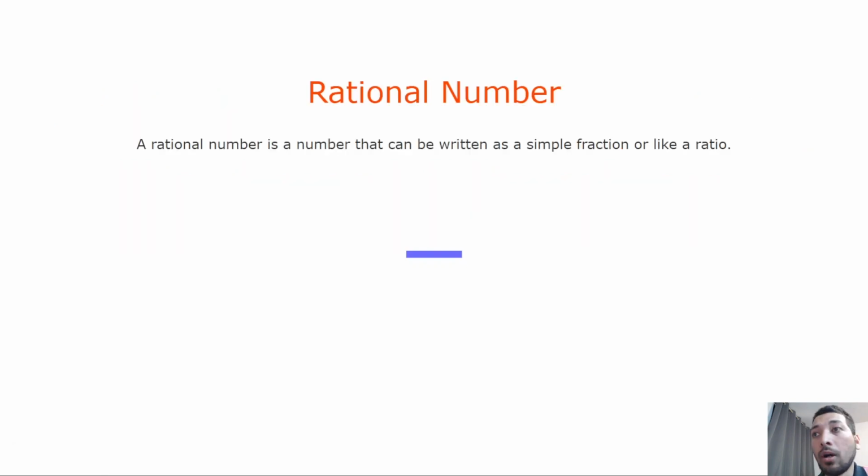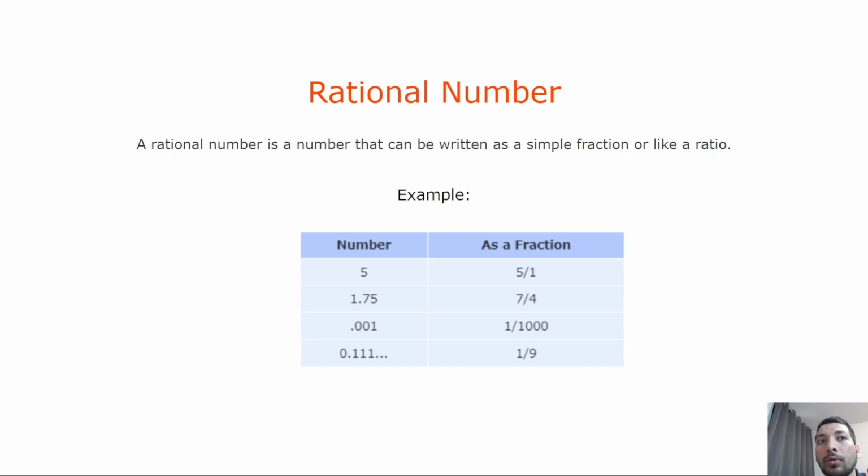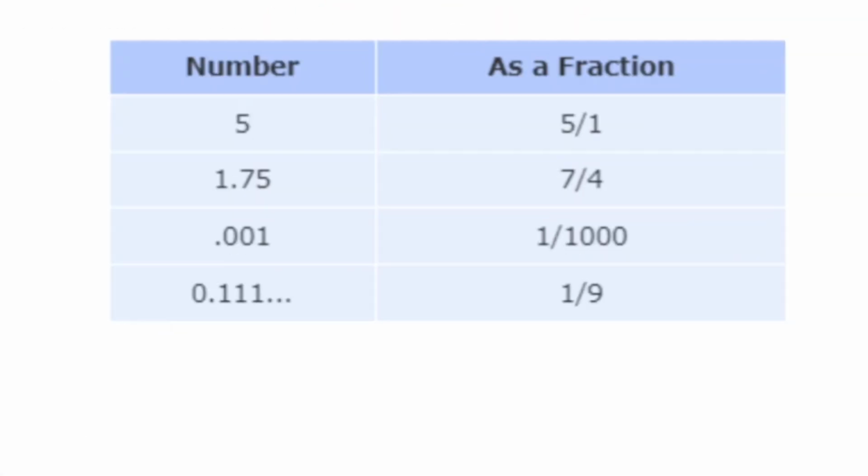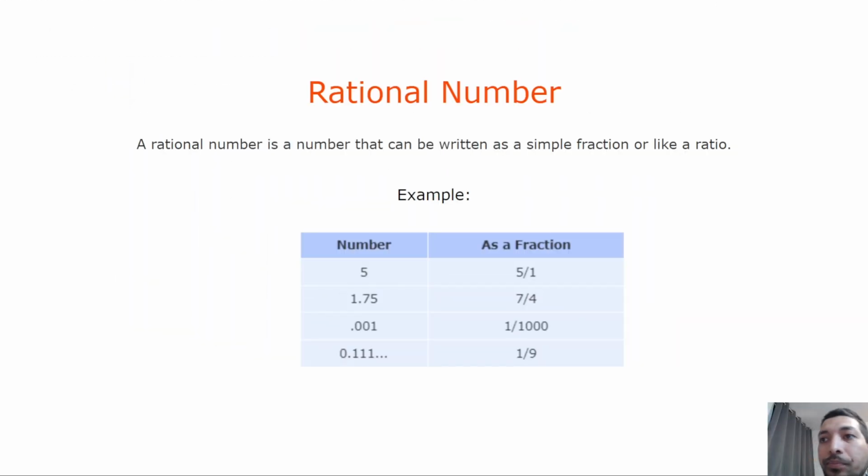Again, a quick intro of a rational number. A rational number is a number that can be written as a simple fraction or a ratio. For example, if you have the number 5, we can write 5 as 5 over 1, 1.75 as 7 over 4, 0.001 as 1 over 1000, and 0.1 repeating as 1 over 9. All these can be written as a fraction. So these numbers are all rational numbers.